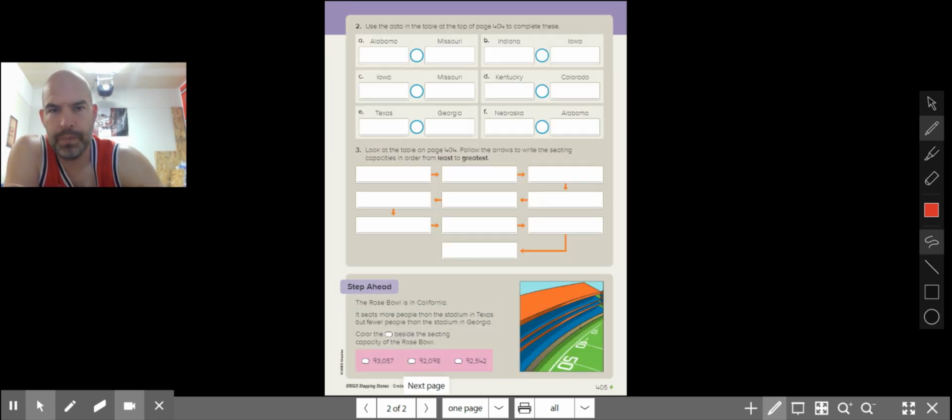Let's look on page 2. More of the same, okay? And then it says, look at the table on page 404, and then follow the arrows to write the seating capacity in order from least to greatest. So we're going from least, and we're going to end at greatest. So you're going to order all of those numbers one at a time.